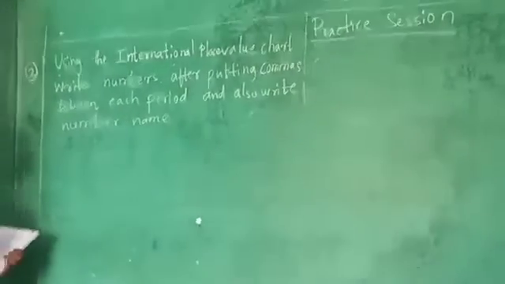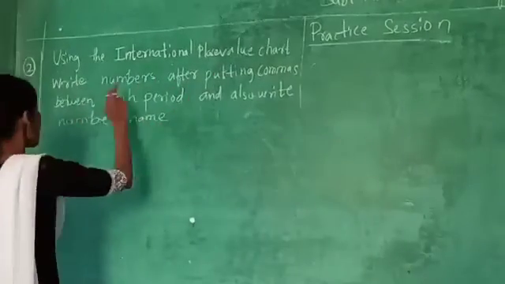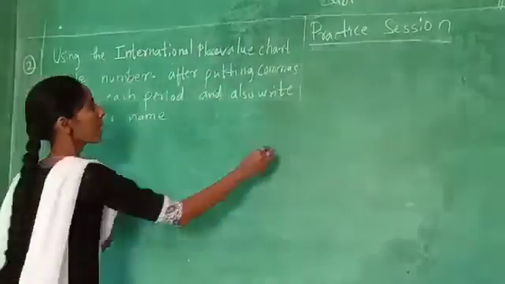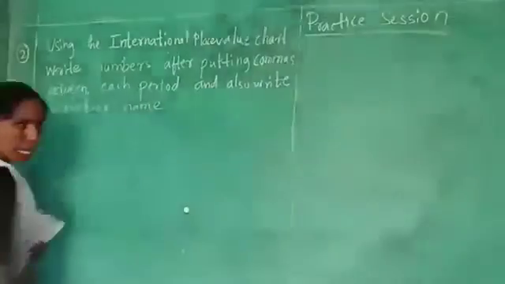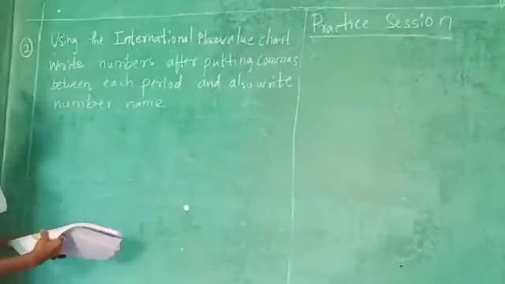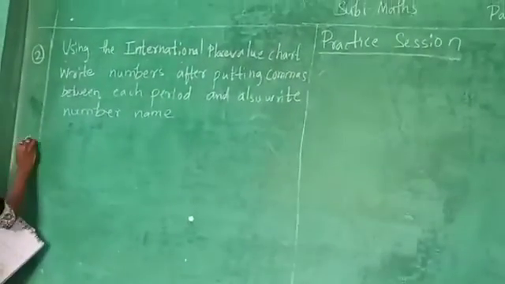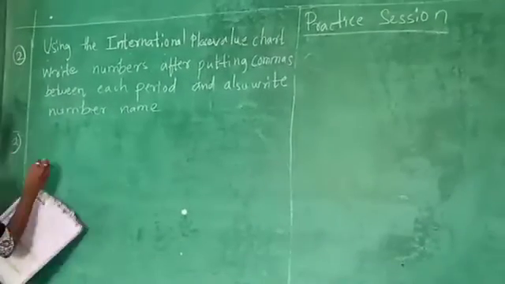Now see my second bit: using the international place value chart, write the numbers after putting the commas and the number name. Same bit, but you have to write in the international system. They have given A, B, C, three problems.